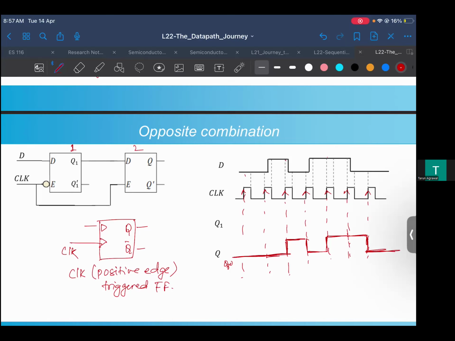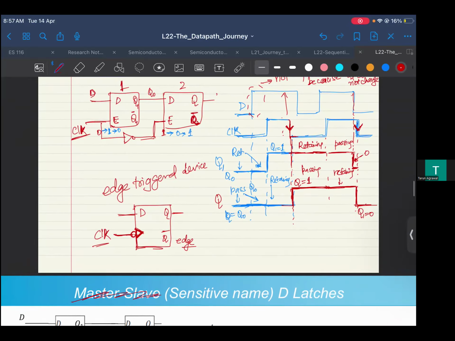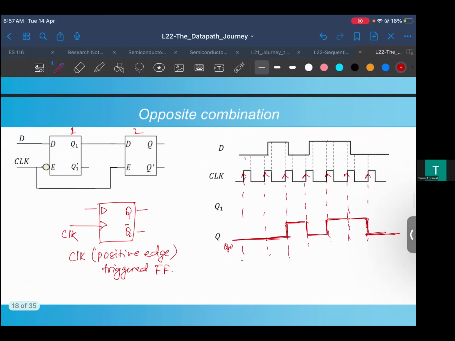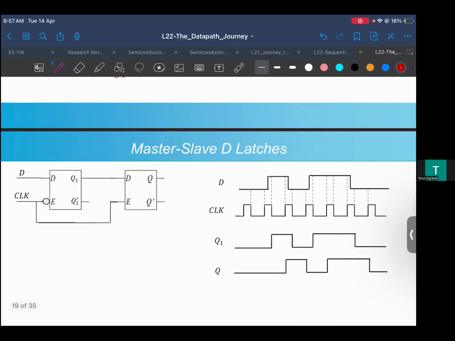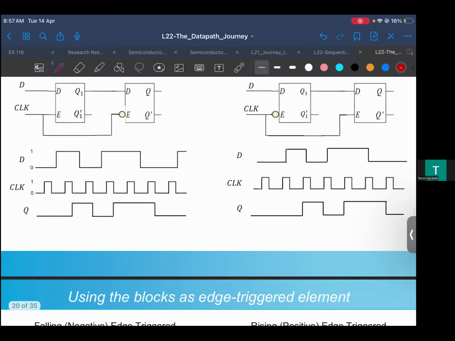So you can do it the way which we did here also, the passing, retaining. But once you know that this is what is happening internally, then you can easily simplify it by just looking at the data at the positive edge. Just before the positive edge, whatever the input was, it would register and pass to the output. That is what you are looking at. Okay, so I think that is the observation for the master slave.